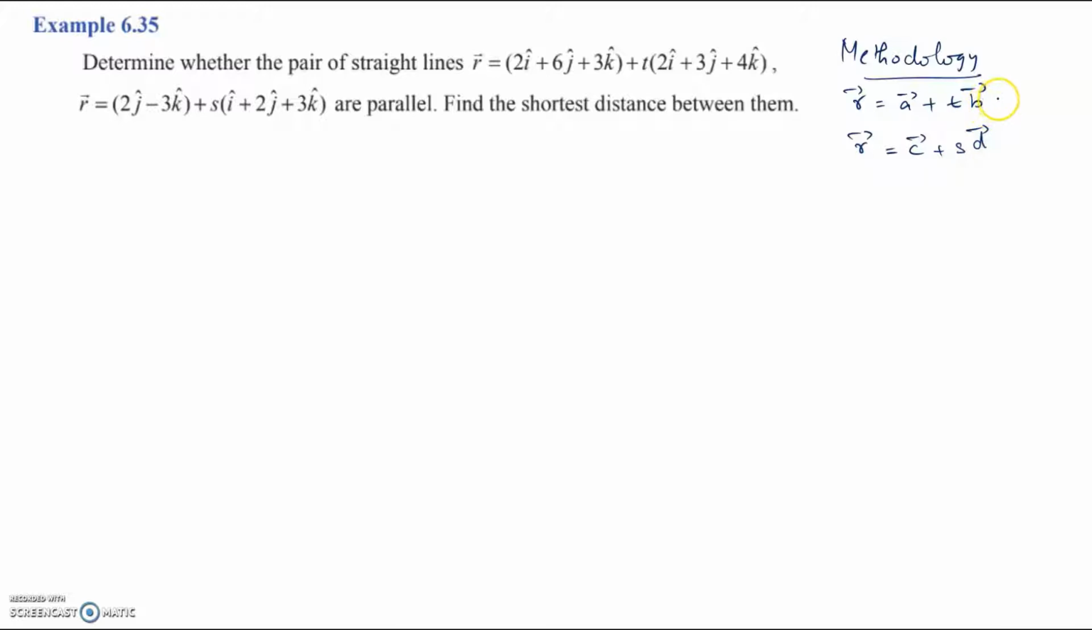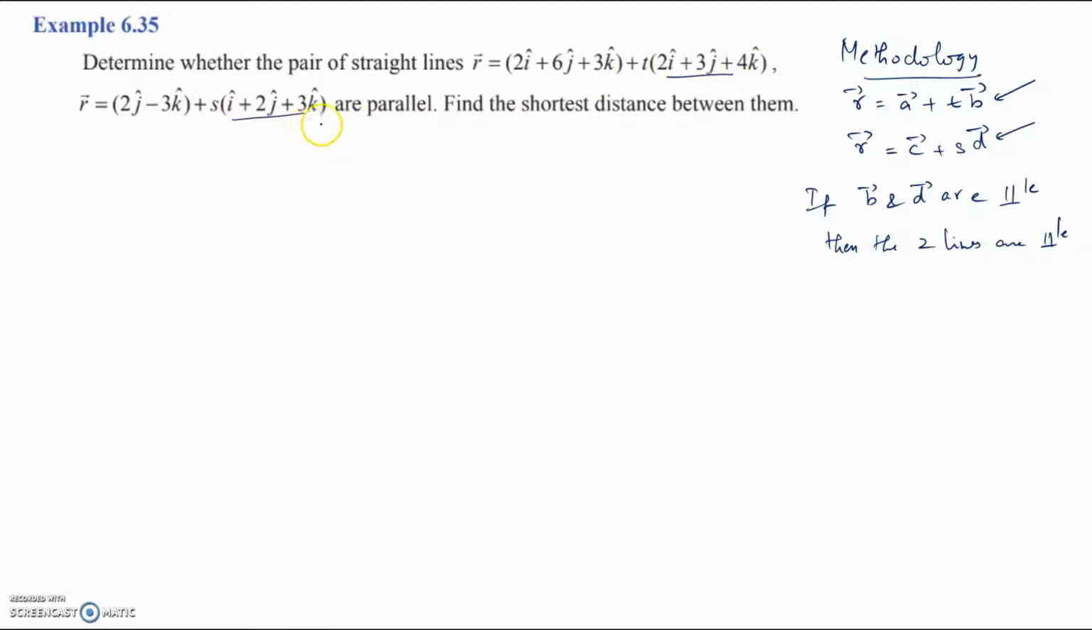Now we know that if vectors b and d are parallel to line 1 and line 2 respectively, so if b and d are parallel, then the two lines are parallel. Okay, so what is our b here? Our b is this. And what's our d? Our d is given by this.